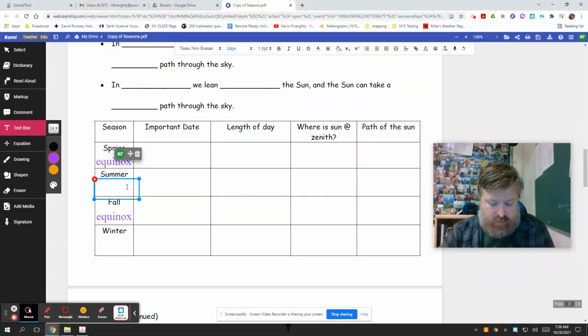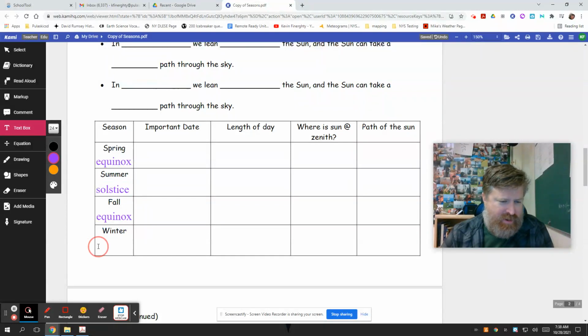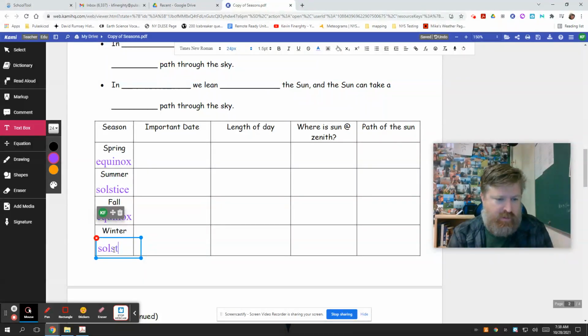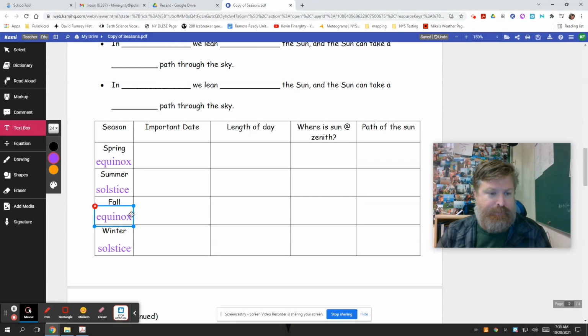Summer solstice and winter solstice. I don't know why I don't know the root of that word. I should know the root of that word. It'd be an interesting thing to look up. Maybe you should do that. Why do we call it a solstice? I'm sure it's a Latin root, something like that.